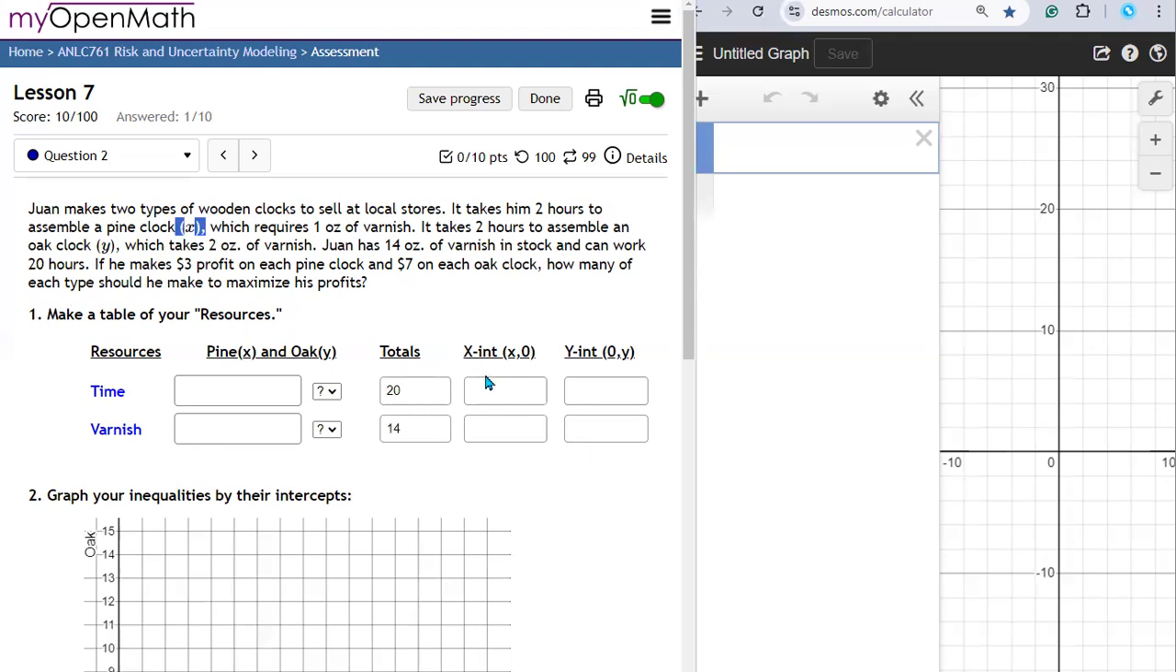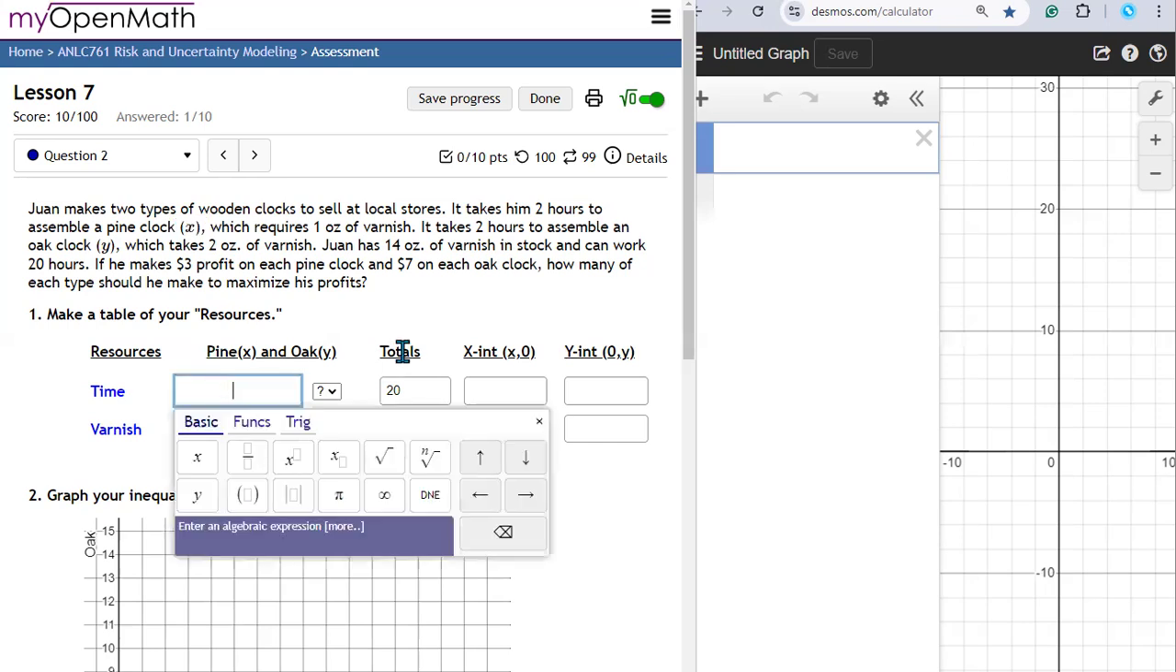If he spends 1 hour on making a pine clock, they'll take him 2 hours. If he makes 2 pine clocks, that'll take him 4 hours. If he makes 10 pine clocks, that'll be 20 hours. So in terms of his time constraint, we're going to first multiply 2 times x. And then we look at the oak clock.